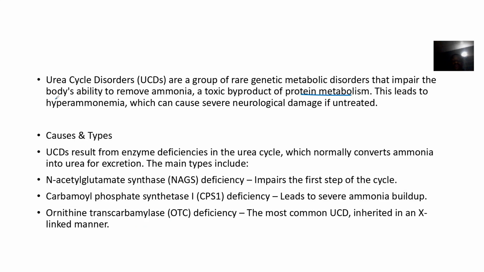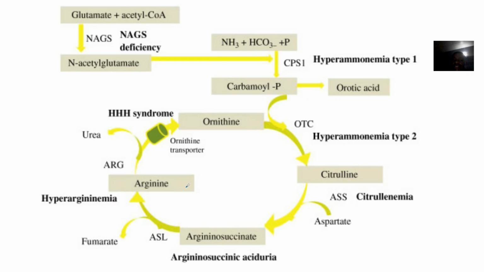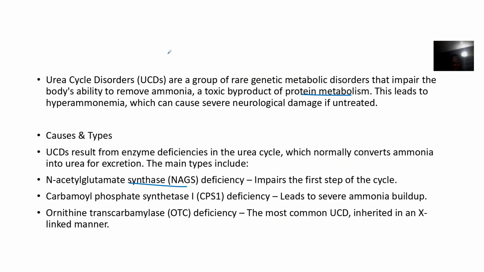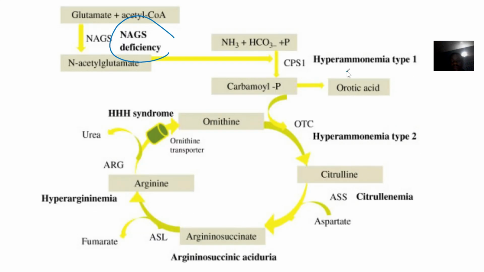So we have the N-acetylglutamate synthase deficiency. It impairs the first step. You see it here, right? The N-acetylglutamate synthase is the enzyme that is lacking there. Then we have the Carbamoyl phosphate synthase 1 deficiency. It leads to severe ammonia buildup. We have the Ornithine transcarbamylase deficiency. Alright, so this is the first one. This is the second one.